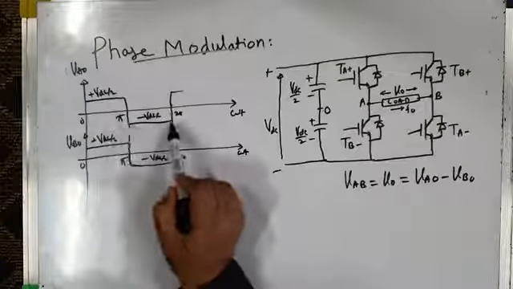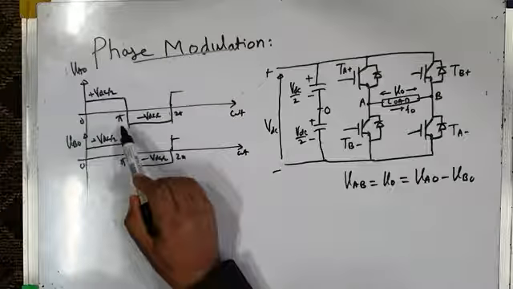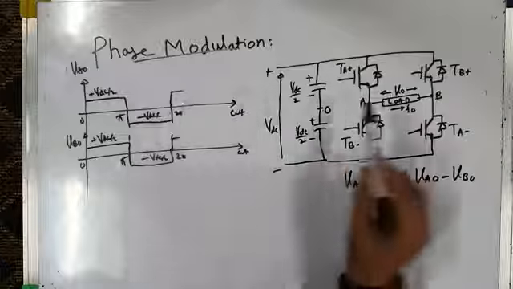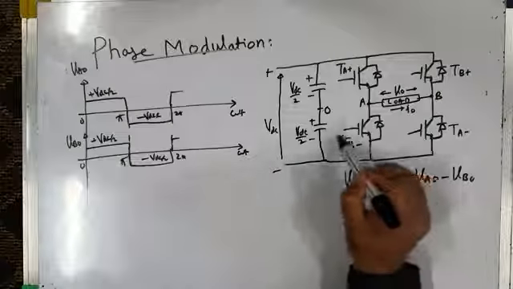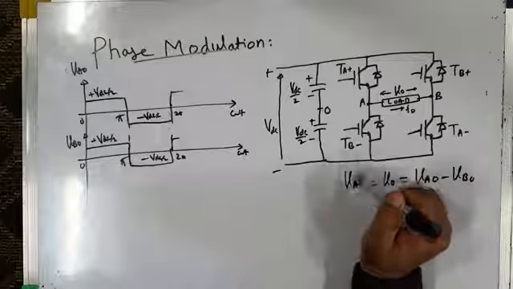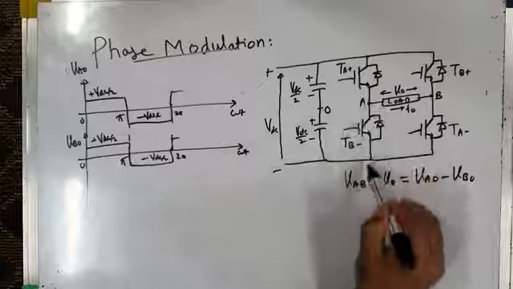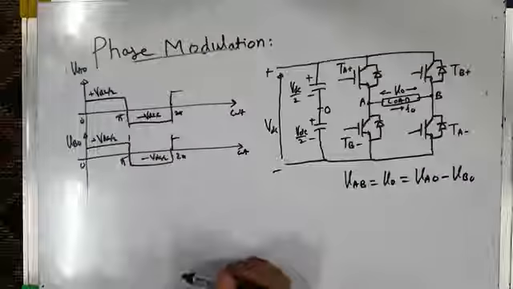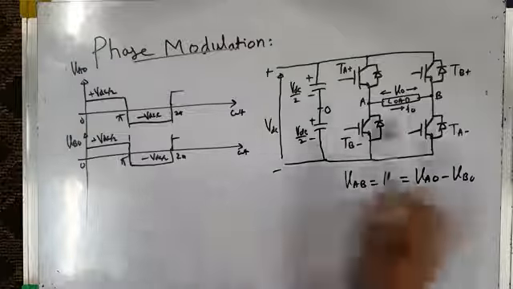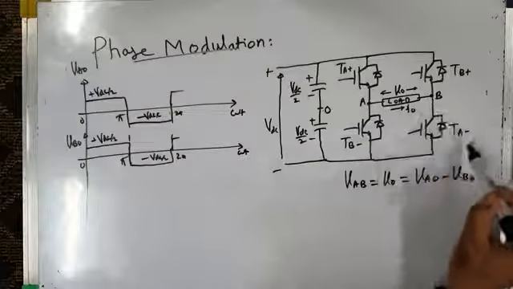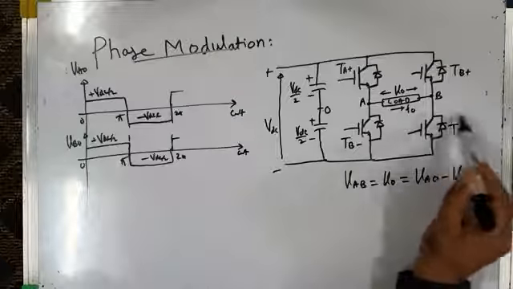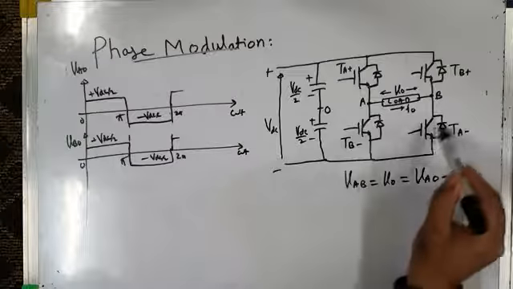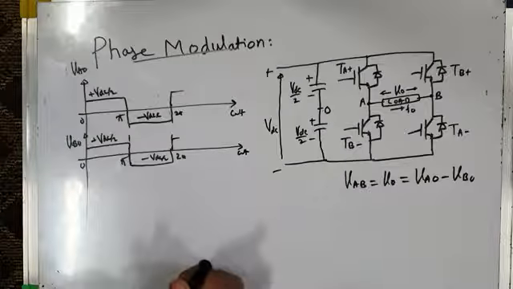Similarly, for the negative half cycle from pi to 2 pi, my VAO is minus VDC by 2. That is possible only when the bottom switch TA minus is turned on. When TA minus is turned on, A gets connected to the negative DC bus and VAO is minus VDC by 2. Simultaneously, in this leg, the bottom switch TB minus is turned on, so B also gets connected to the negative DC bus, and VBO is also minus VDC by 2.